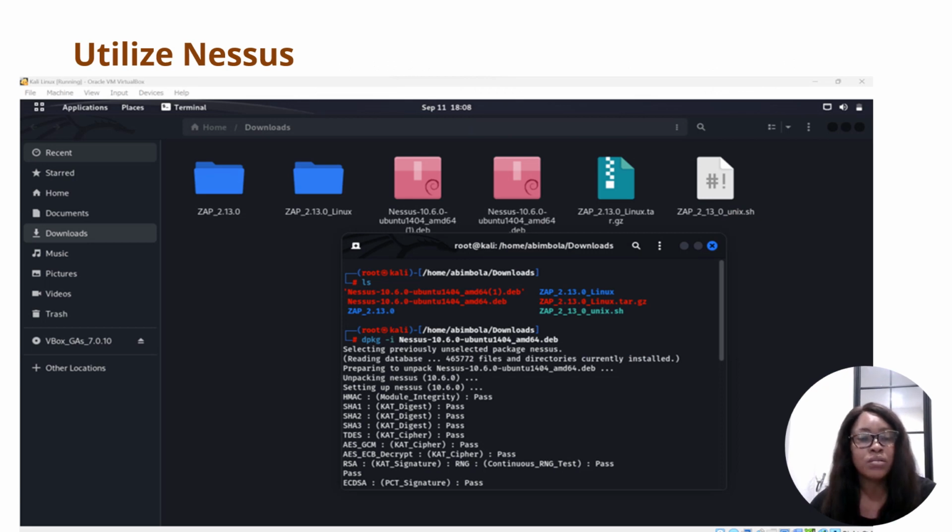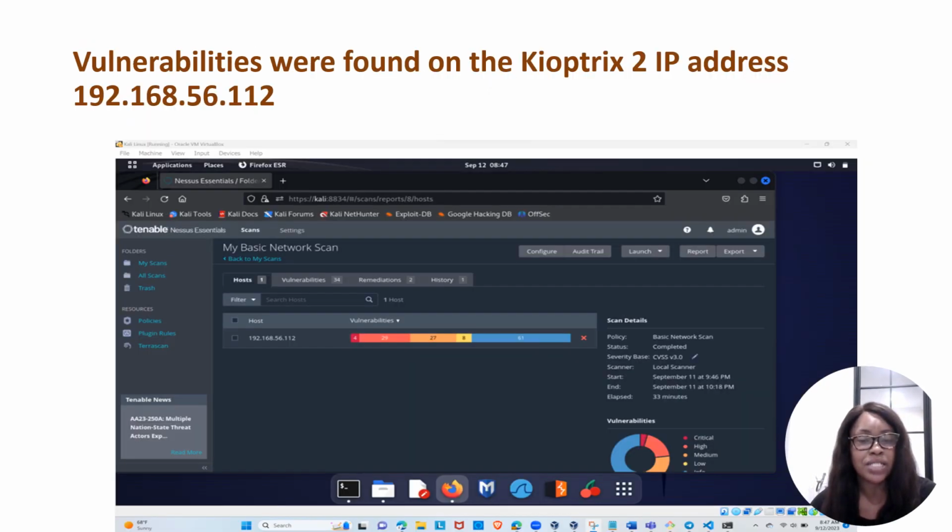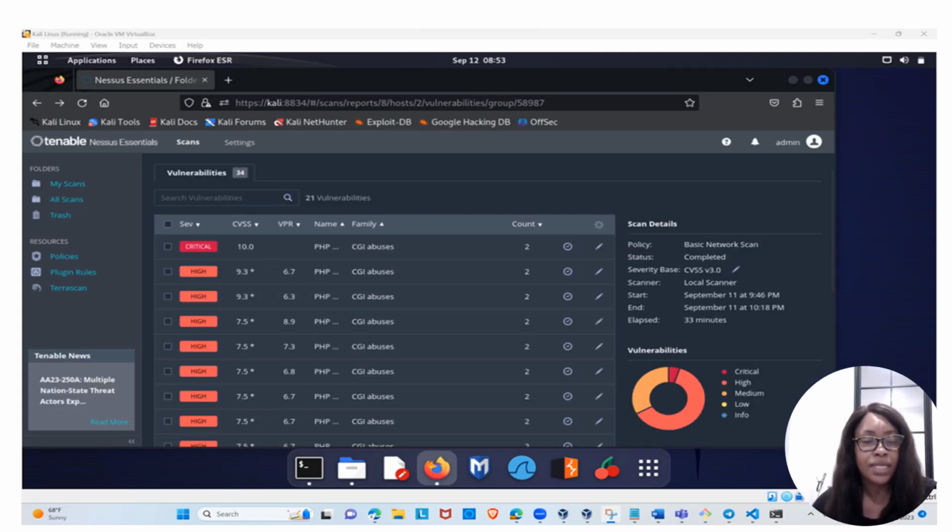And on my next slide is installing Nessus, a vulnerability scanning tool. I installed that on my Kali Linux, and then I used that to scan my Kioptrix IP address, and then I found several vulnerabilities present. I have 4 that are critical, which is in red. I have about 28 on the high. I have about 27 vulnerabilities which are medium, and then I have 8 on the low vulnerabilities. And here are some of them that show high.